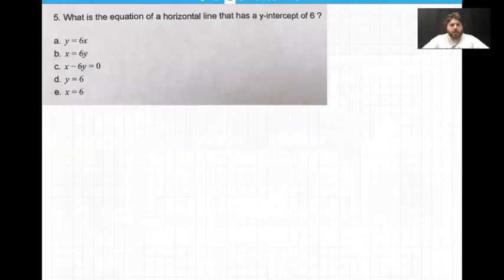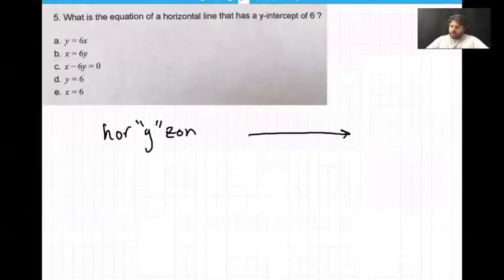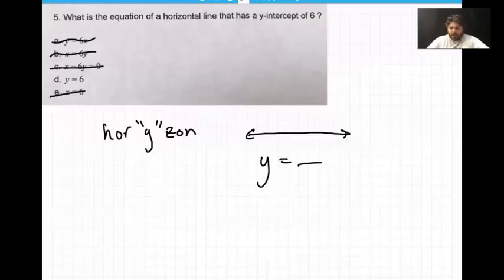All right, what is the equation of a horizontal line that has a y-intercept of 6? If we remember from what we learned in the lesson, horizon, right? The horizon is a horizontal line, and it's always y equals a number. So it could be a, even though it shouldn't have an x in it. It's not going to be b or c or d. It's, excuse me, not e. It's going to be d.